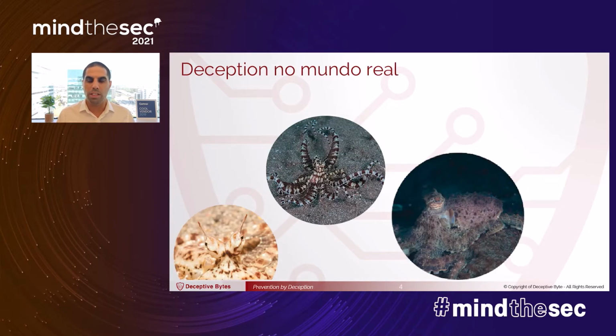Deception is all around us. In the animal kingdom, various animals deploy deception to either protect themselves from being prey or to become better predators. Some examples include camouflage, where animals blend into their surroundings, mimicry, where animals imitate others, and playing dead.